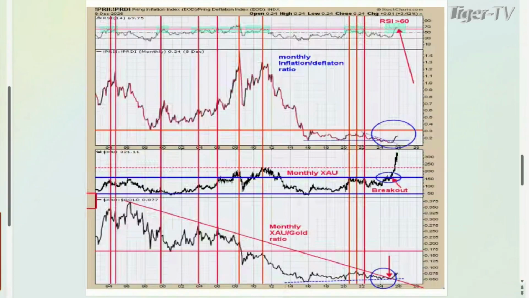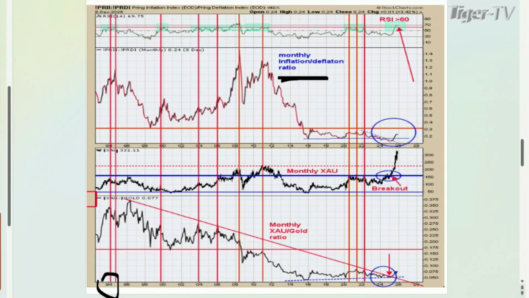This is the monthly inflation-deflation ratio. Robert Pring developed this. I think his name is Robert Pring. He's been around for years, and he created this inflation-deflation ratio. I use a monthly time frame and also put an RSI with it. This chart goes back to 1994. You get a signal out of this chart when the monthly inflation-deflation ratio RSI gets above 60. We're at 69.75 right now.